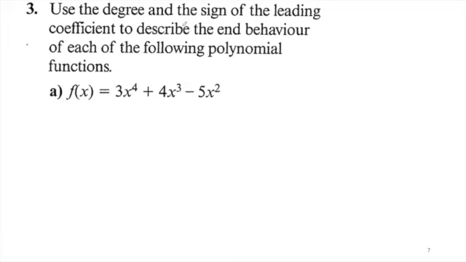Okay, so use the degree and the sign of the leading coefficient. So what is your degree? Your degree is 4. The sign of your leading coefficient is positive. So remember, you're going to use the degree and the sign. If you know your degree is 4, you know each of your points are going to go the same way. So your end behavior is going to go the same.